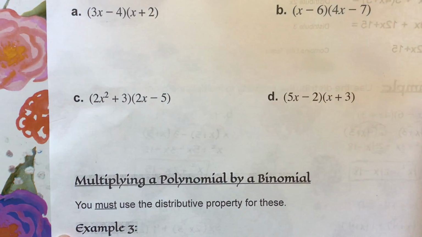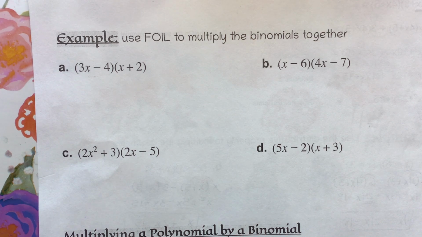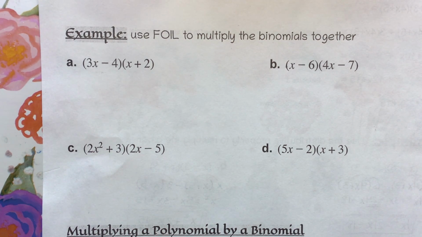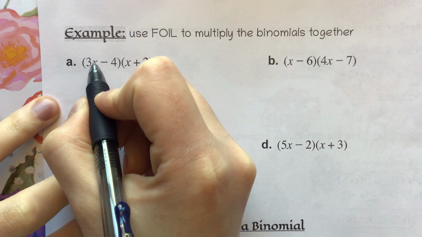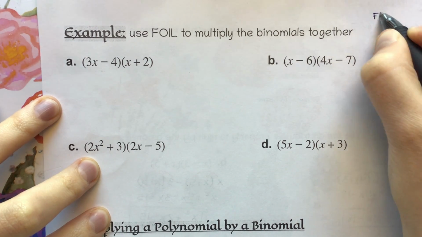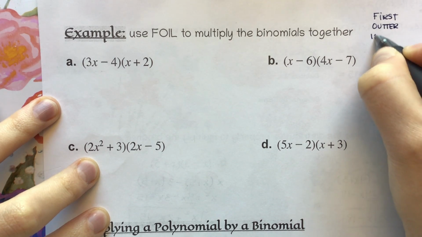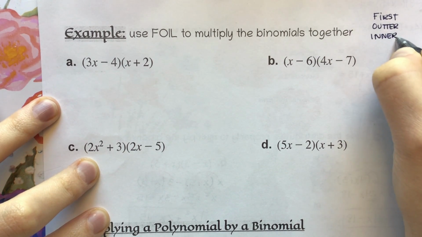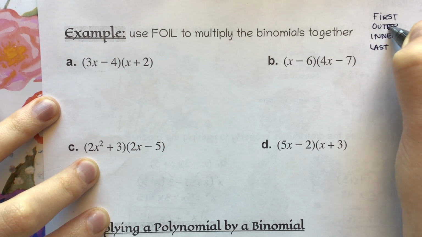Let's do a couple examples using FOIL just so you can see it in action as well, and then you will get to choose whichever method makes most sense for you for the future. So it says use FOIL to multiply the binomials together. So I like to use arrows for this to kind of help me. So FOIL stands for first, outer, inner, and last. I'll write that down again. I accidentally put 2 T's in outer. I'll just make that a very large E.